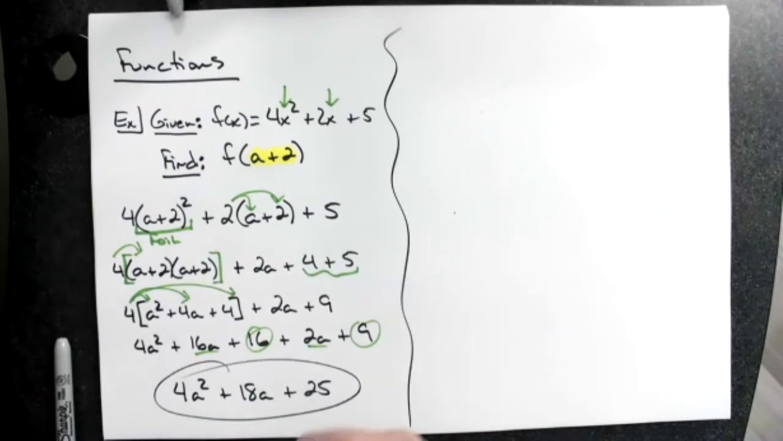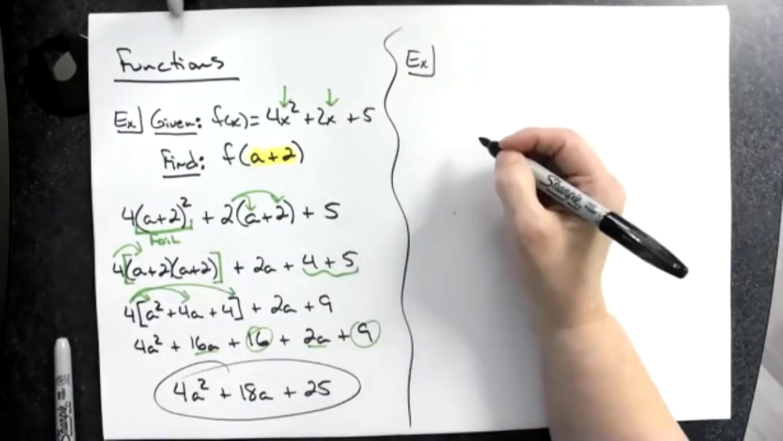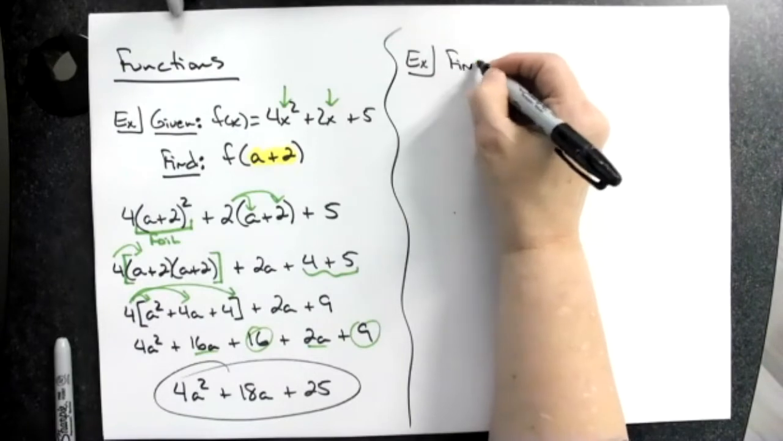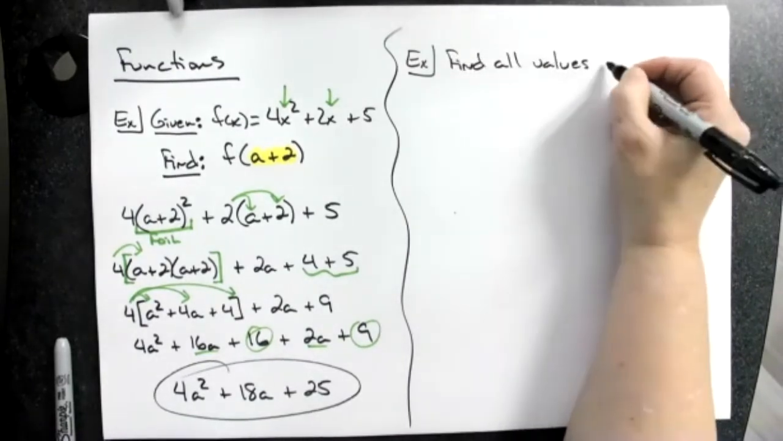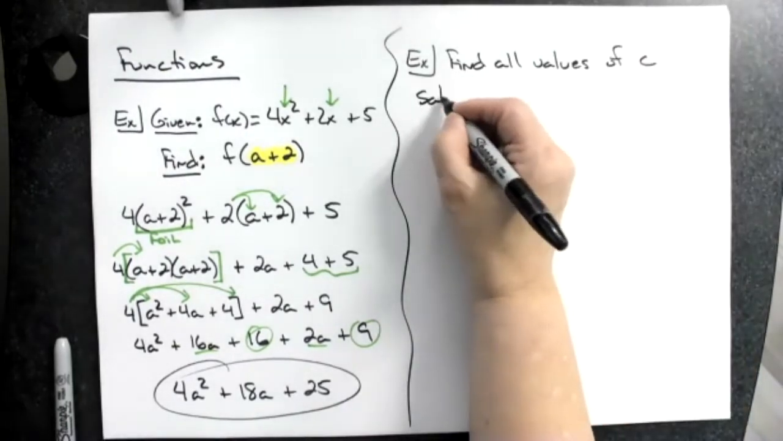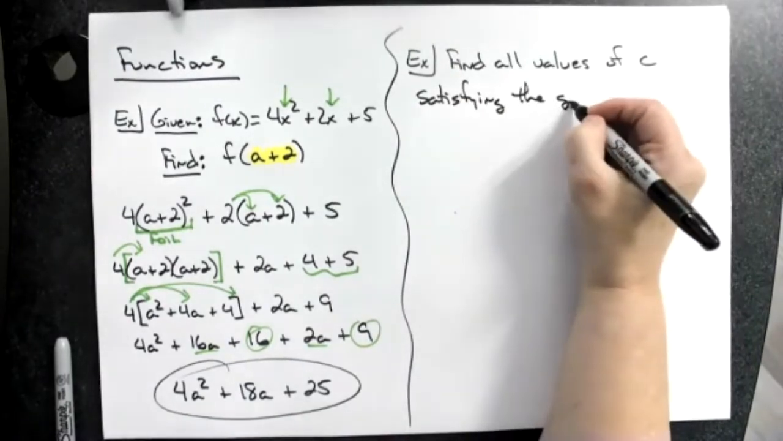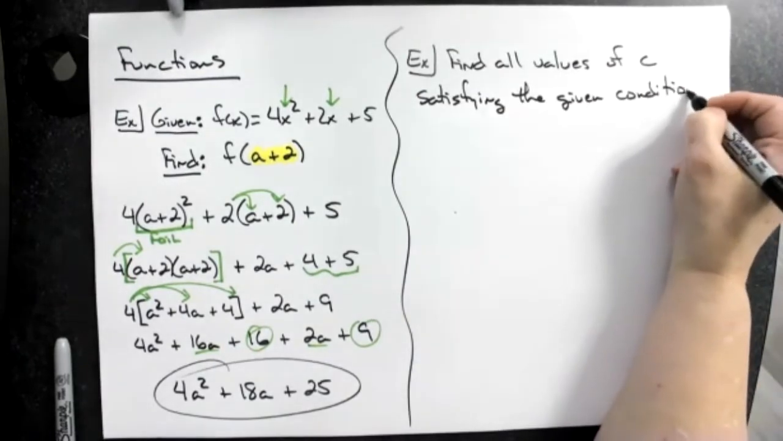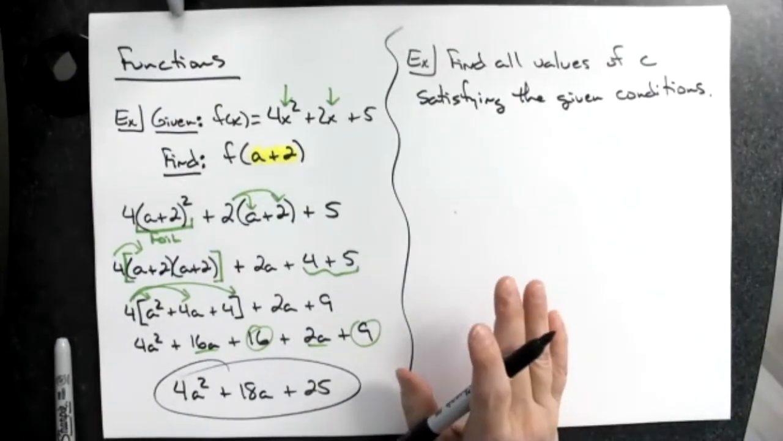Now the other type of question would be one where I'm going to actually write it all out. It'll say find all values of c satisfying the given conditions. I put this on test number 1. I think I even put it on test number 2. Maybe one of them is a bonus. It's been in our graded homework. They really like this one.